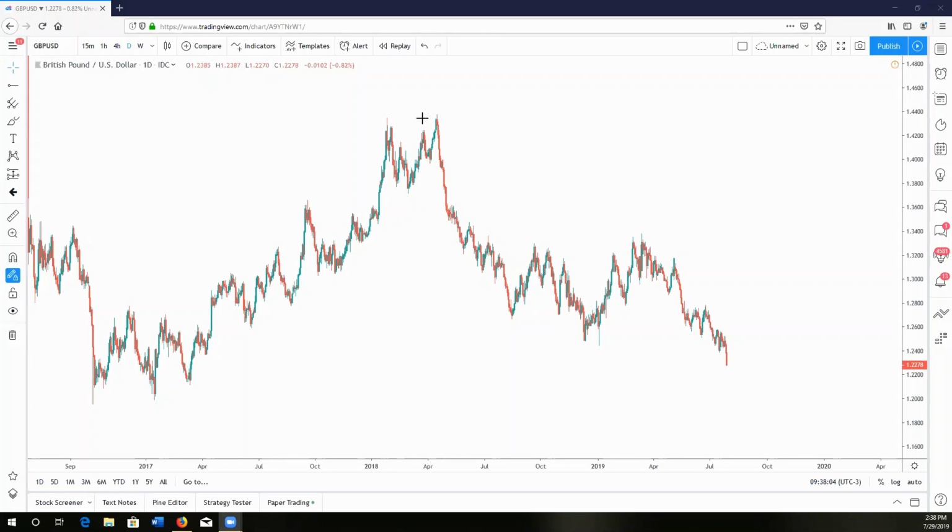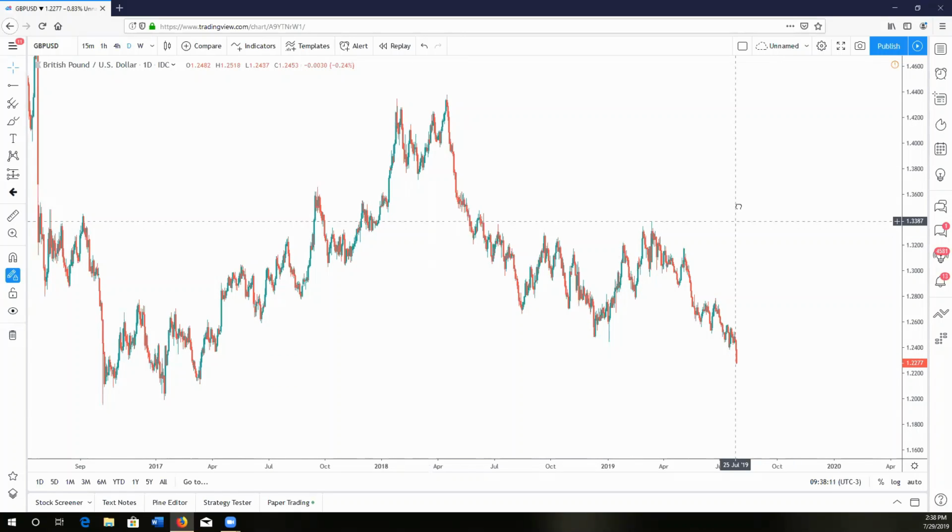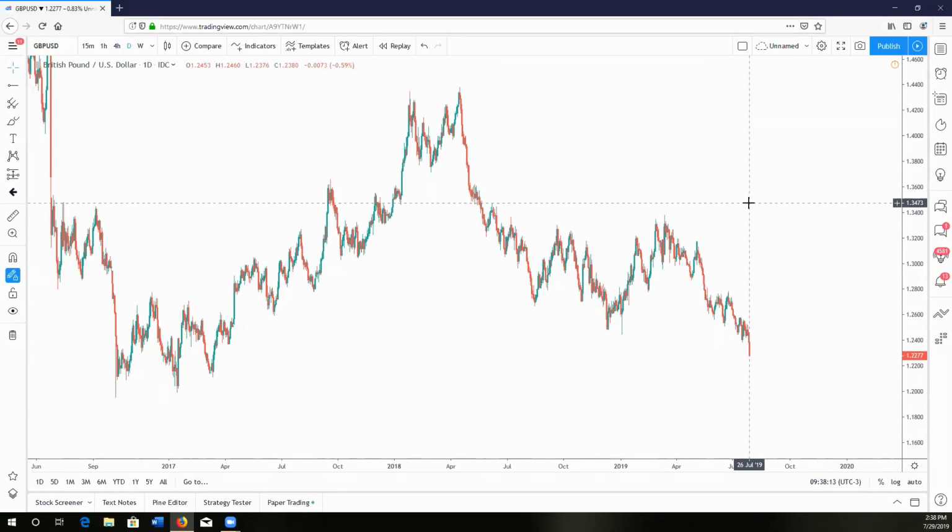Okay, now I want us to take a quick look at GBP/USD here. I'm going to show you two different types of charts: the one where we have placed the indicators on GBP/USD, and also the clean charts that I use.